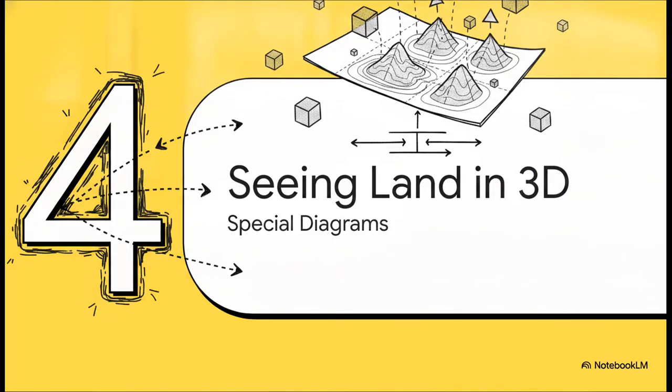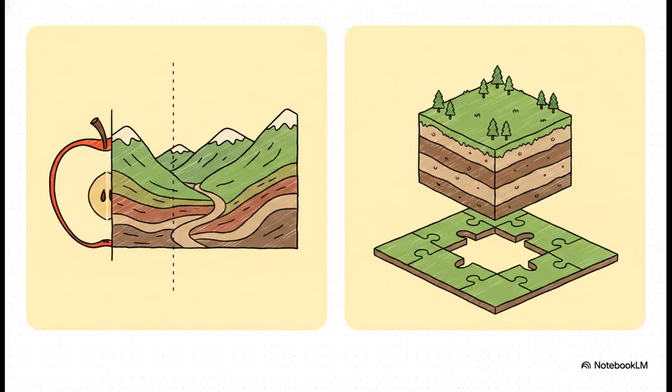Section 4. Seeing land in 3D. Cross-sections and block diagrams. To wrap up our tools, there are two really cool types of diagrams you need to know about. The first is a cross-section. Imagine taking an apple and slicing it right in half. When you look at the flat, cut side, you're looking at a cross-section. Well, geographers do this to valleys. They draw a valley as if a huge knife sliced it in half, so you can see the slopes perfectly.